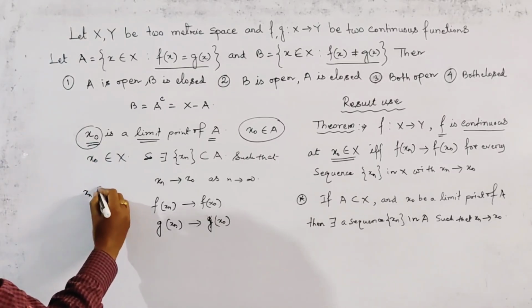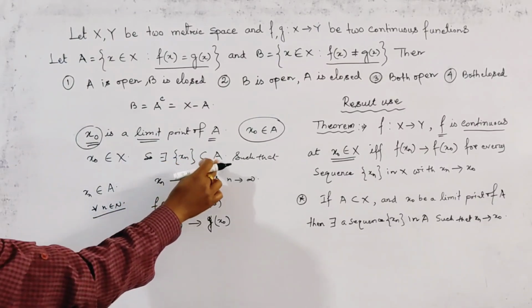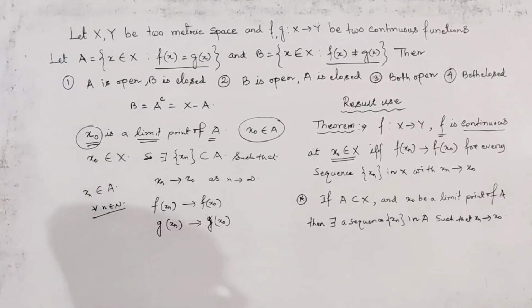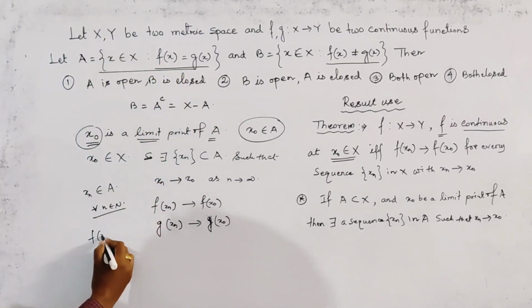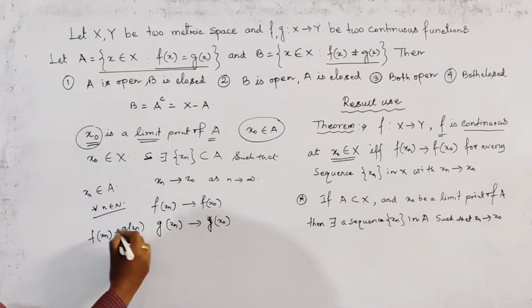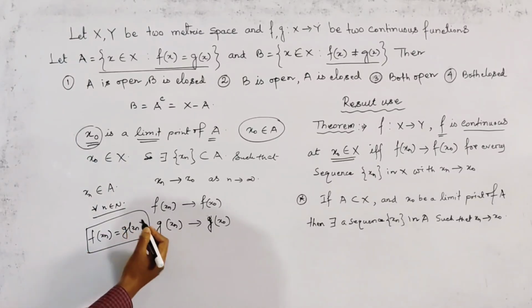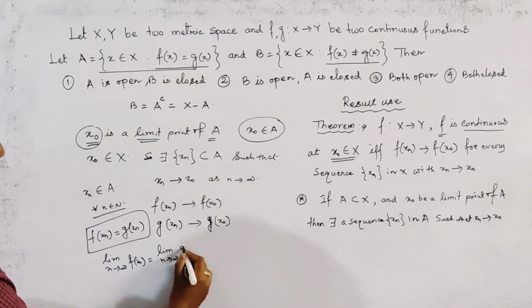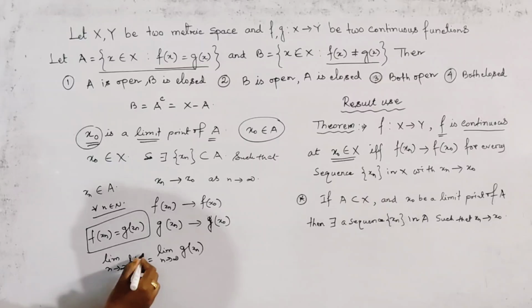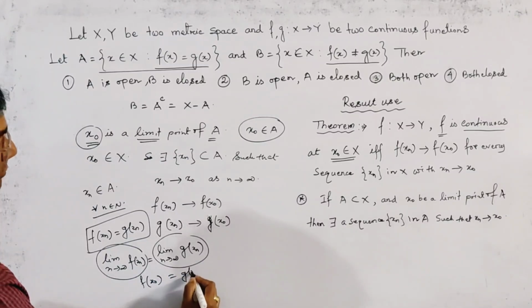Now since xn is a sequence in A, every point xn belongs to A. And since xn belongs to this set, we write f of xn equals g of xn from the definition of A. Now since f of xn equals g of xn, by taking the limit as n tends to infinity, the limit of f of xn equals the limit of g of xn. Now we put in the values of these limits, so we get f of x0 and g of x0.